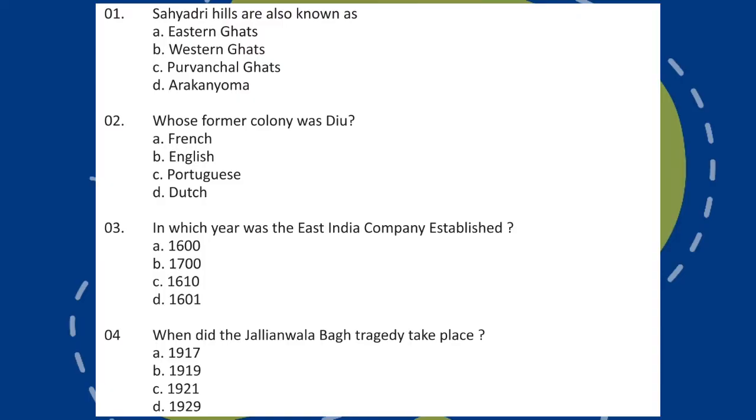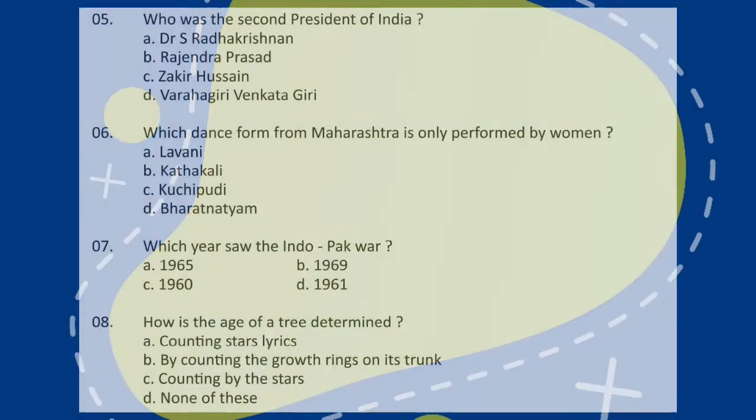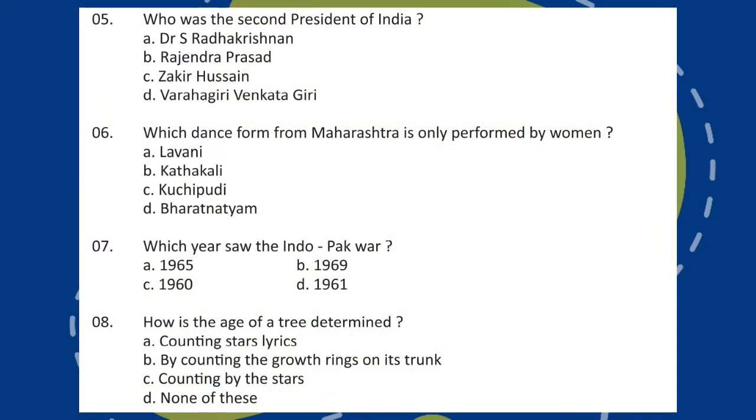Question 1. Sahyadri Hills are also known as. Question 2. Whose former colony was Diu? Question 3. In which year was the East India Company established? Question 4. When did the Jallianwala Bagh tragedy take place? Question 5. Who was the second President of India?